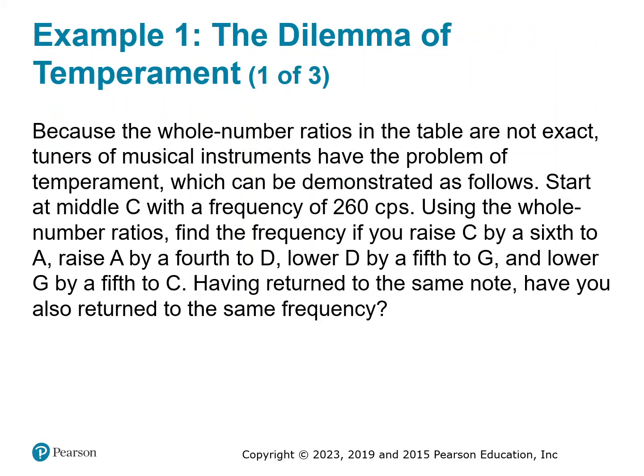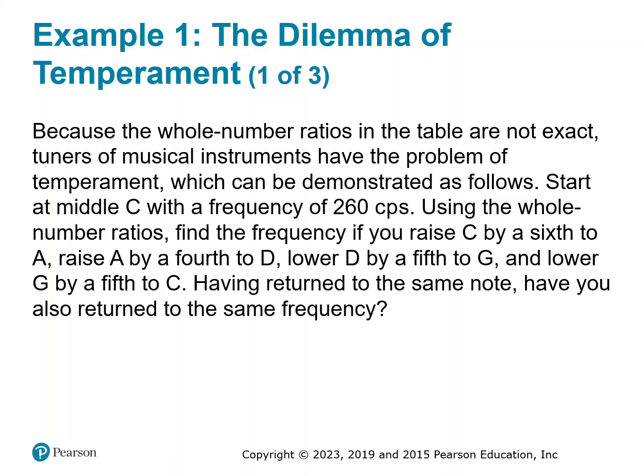Because the whole number ratios in the table are not exact, tuners and musical instruments have the problem of temperament, which can be demonstrated as follows. We're going to start at middle C with a frequency of 260 cycles per second. We're going to use the whole number ratios, that 5/3, the 4/3, and so on.